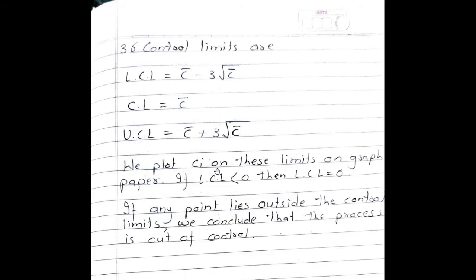We plot Ci on these limits on graph paper. If the lower control limit is less than 0, then the lower control limit is taken as 0. If any point lies outside the control limits, we conclude that the process is out of control.